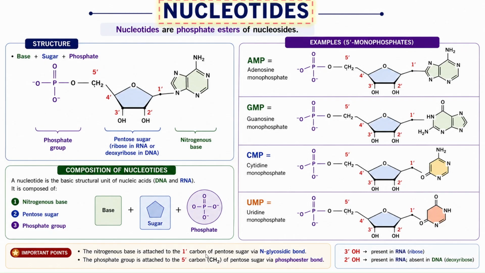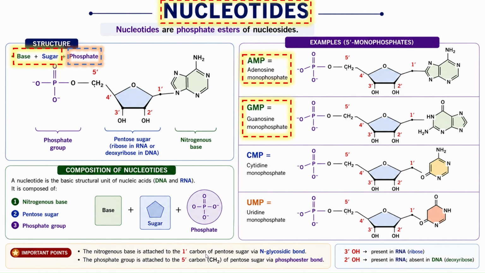Now coming to nucleotides. A nucleotide is basically a nucleoside with a phosphate molecule attached. So base plus sugar plus phosphate equals nucleotide. Examples include adenosine monophosphate, guanosine monophosphate, cytidine monophosphate, and uridine monophosphate. A nucleotide has 3 major components: a nitrogenous base, a pentose sugar, and a phosphate group. Nucleotides are the basic structural units of DNA and RNA.